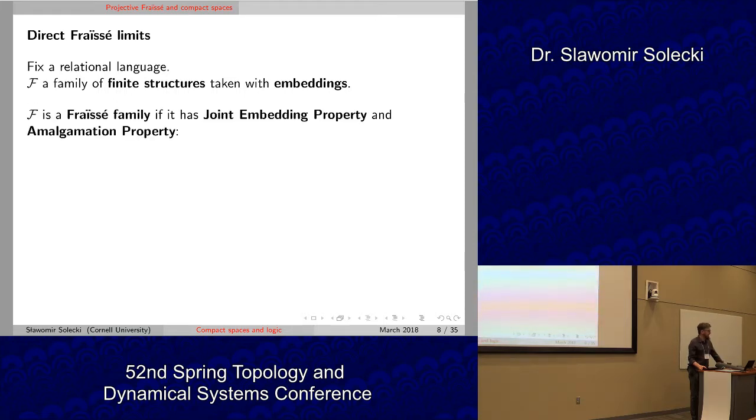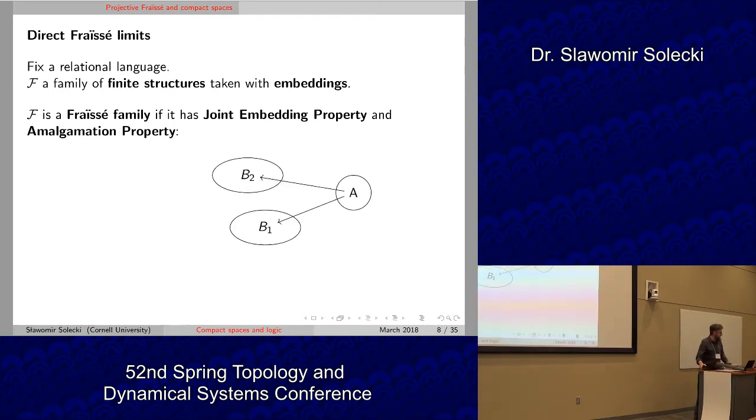Okay, and then such a family is called a Fraisse family if it has the joint embedding property and the amalgamation property. That's the more important of the two. So the amalgamation property is as follows. If I have B1 and B2 and A all coming from F, and A embeds into both B1 and B2, then I can amalgamate. It's the only thing that's required. So I can find a structure C again in F such that the diagram commutes. So structure C and embeddings of B1 and B2 into C so that this whole thing commutes. So I can glue together B1 and B2 over A.